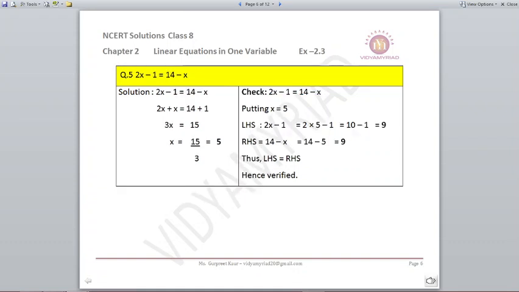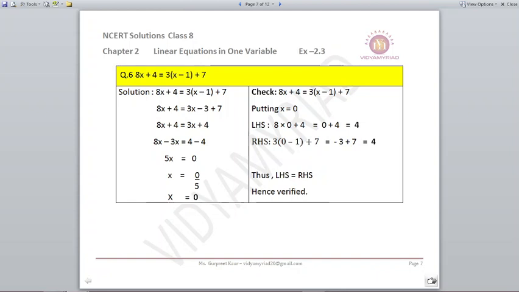Same way question number 5. 2x minus 1 is equal to 14 minus x. So 2x plus x is equal to 14 plus 1. 3x is equal to 15, x comes out to be 5. Your left hand side 2x minus 1, so 2 into 5 minus 1 gives you 9. 14 minus x, so 14 minus 5 again is equal to 9. Your left hand side is equal to right hand side.